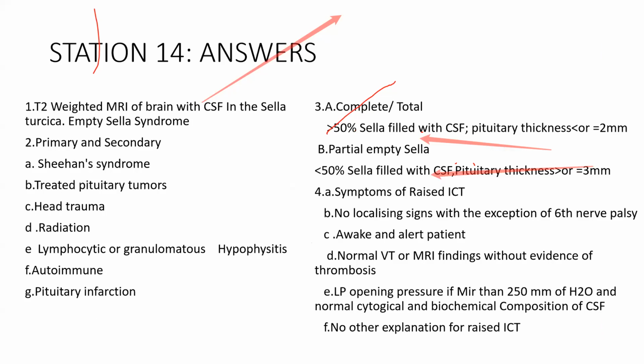So what is the radiological classification with the criteria? Radiologically, it is classified as complete or total empty sella, or partial empty sella. It is total when more than 50% of the sella is filled with CSF and the thickness of the pituitary is less than or equal to 2 mm. It is partial empty sella when less than 50% is filled with CSF with pituitary size more than or equal to 3 mm. And the next question was, what is modified Dandy's criteria?